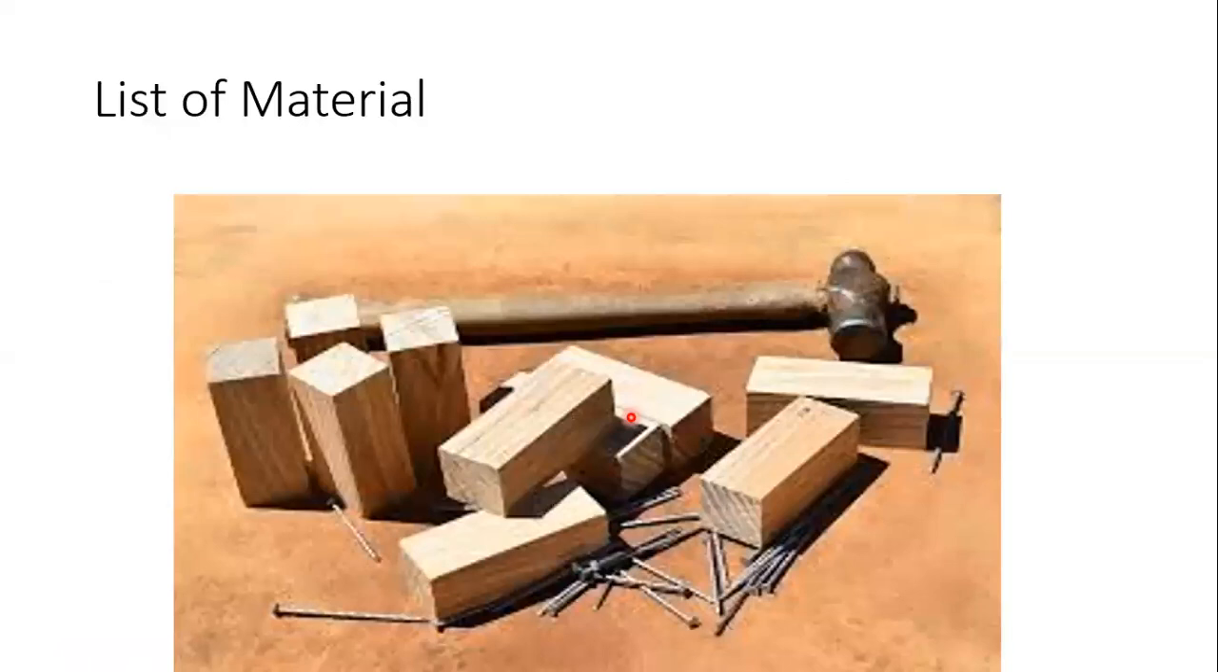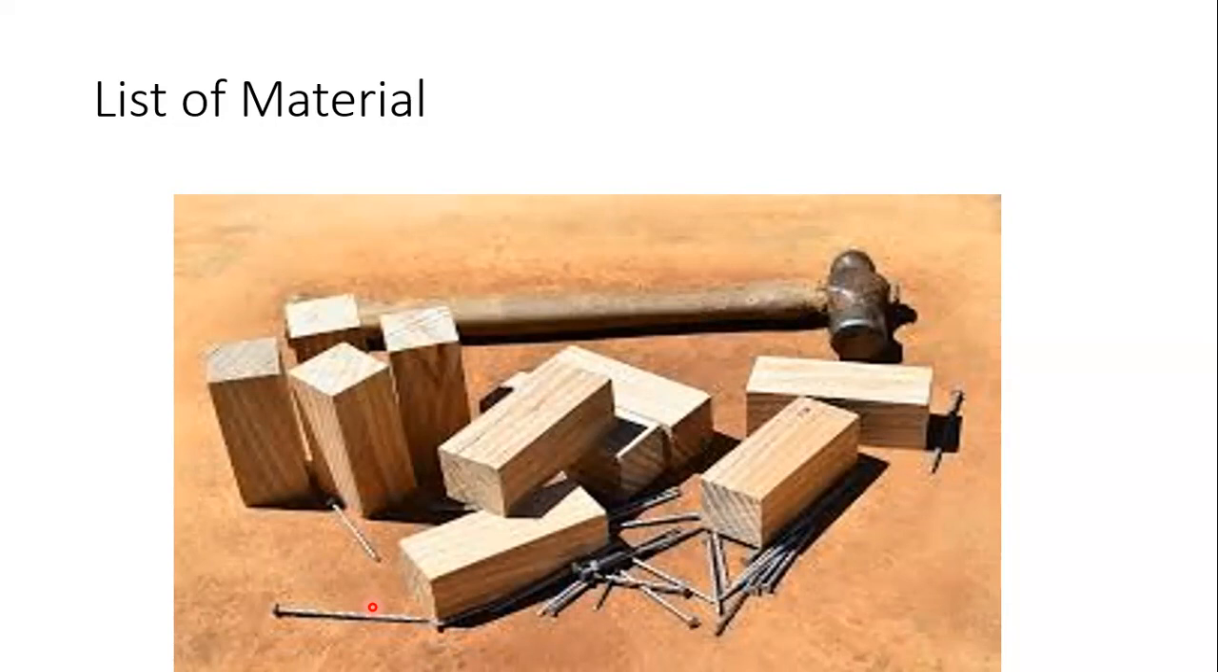Second thing is list of materials. Okay. Material is something which is utilized. Clear? And what is the material in the wood table? Wood. Clear? Planks. Nails. Glue. Formica. Paint. This is called material. Fine. There is a difference.